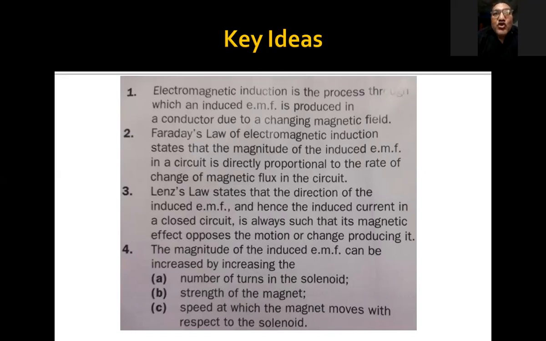The magnitude of the induced EMF can be increased by the following things. The number of turns in the solenoid: increase the number of turns in the solenoid and the induced EMF will be larger. Strength of the magnet: the permanent magnet which you are using, use stronger magnets and you will have a larger amount of EMF induced. Speed at which the magnet moves with respect to the solenoid: if the speed of the bar magnet which is moving is larger, then the EMF induced will be larger in the solenoid. So let's move to the next slide.